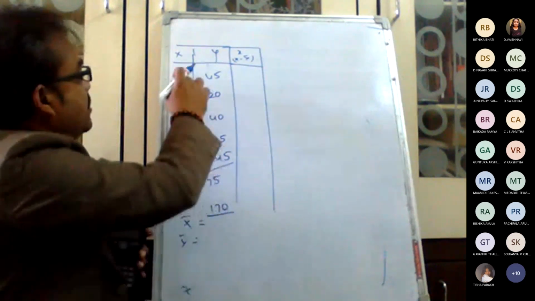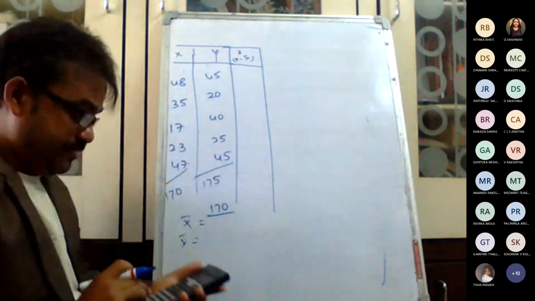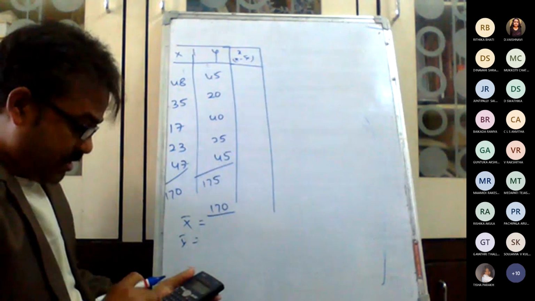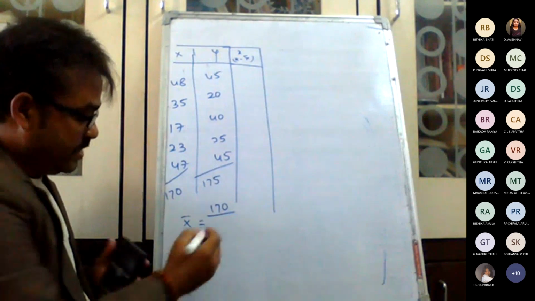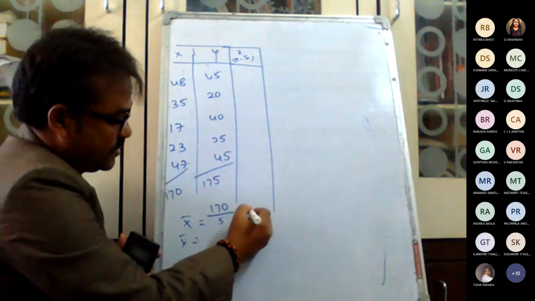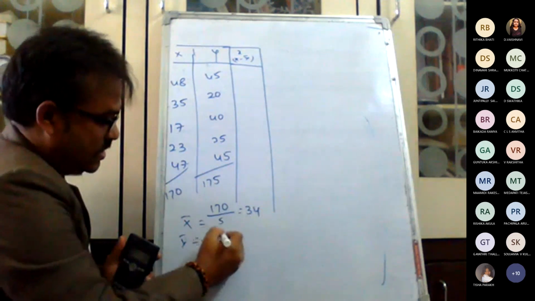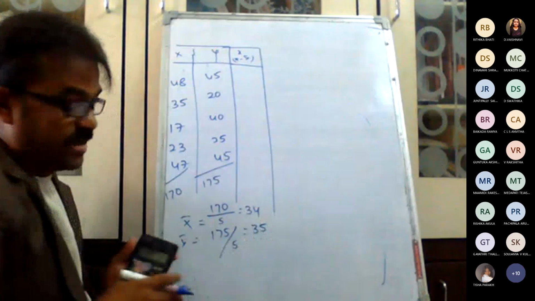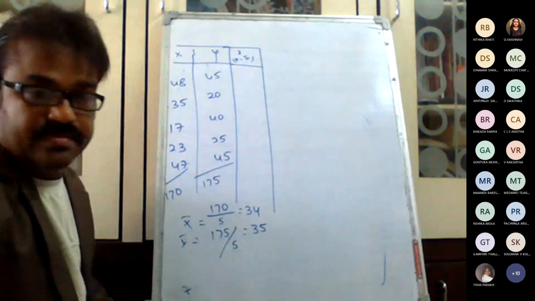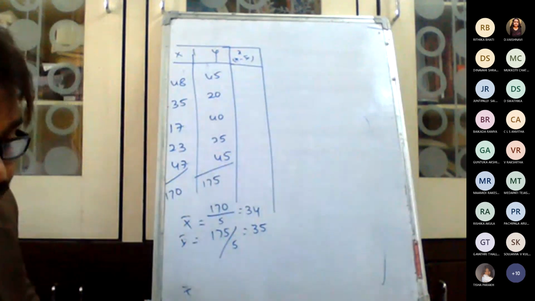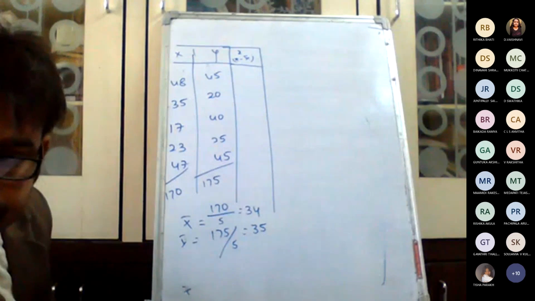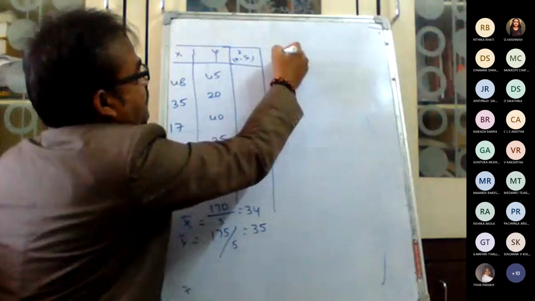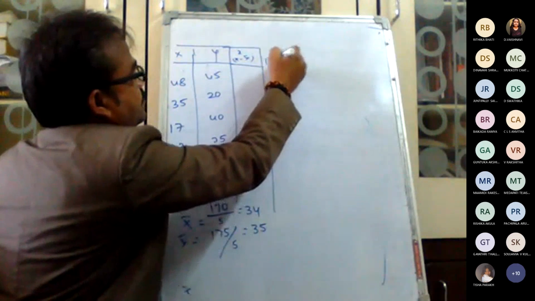170 divided by how many are there? 1, 2, 3, 4, 5. 170 divided by 5 is 34. 175 divided by 5 is 35. Correct? Is it clear? Yes, sir. Okay.